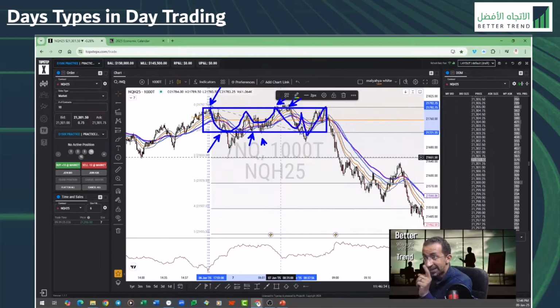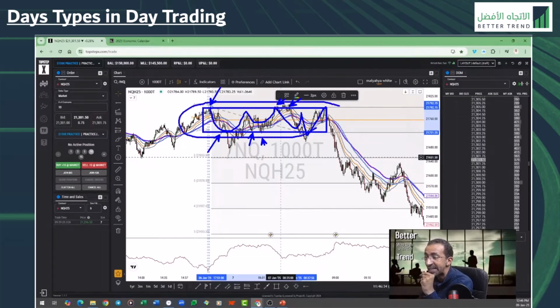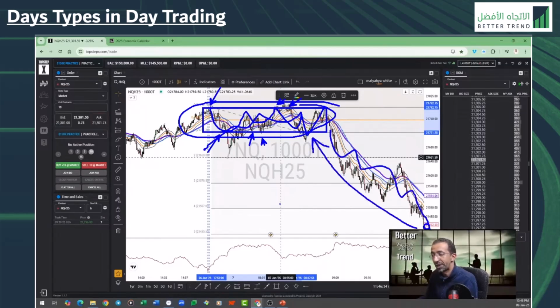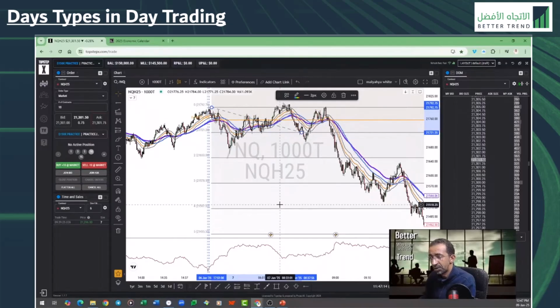Wait a minute. It's not a range day. It's range to breakout. That is what? A reversal day. That I call a reversal day. It started like something, and now at 9:30 we are way far from that situation. Different. The market is going crazy. So that is a reversal down day.